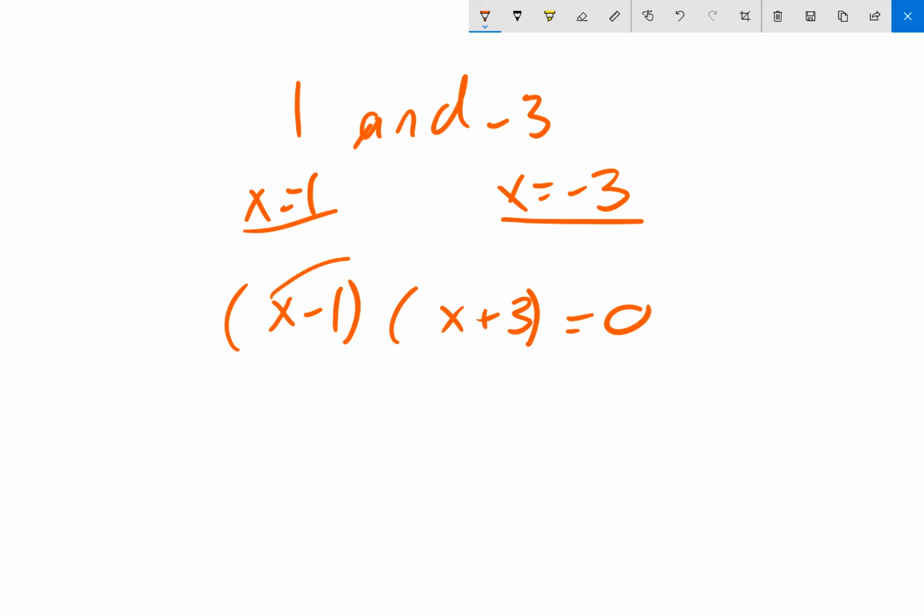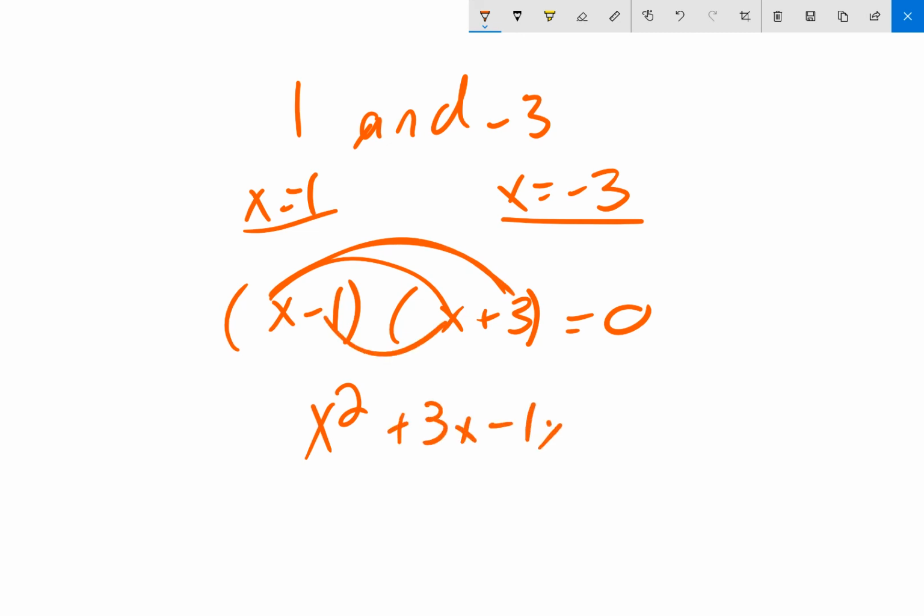So what I'm going to do is I'm just going to FOIL this together and get my equation. X times x makes x squared. X times 3 makes 3x. -1 times x. And then -1 times 3. So you combine these 2 in the middle, 3 minus 1 makes 2x, and you have your answer.